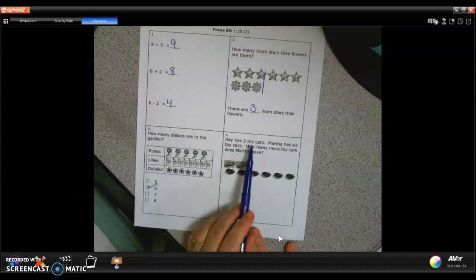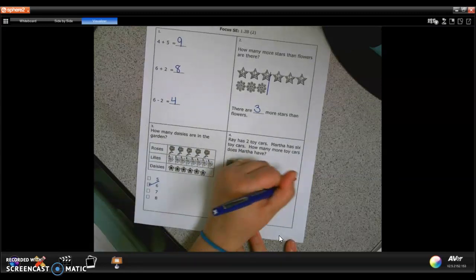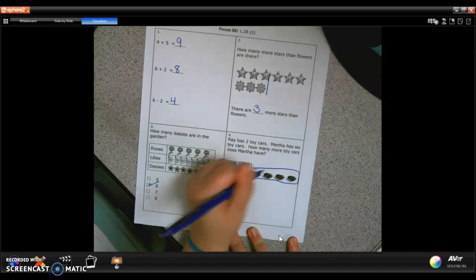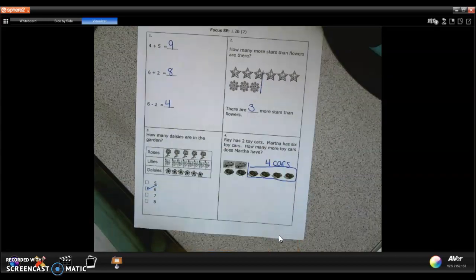Ray has 2 toy cars. Martha has 6 toy cars. How many more toy cars does Martha have? So we're looking for how many more cars Martha has versus Ray. And I see 1, 2, 3, 4. So she has 4 cars. 4 more cars.